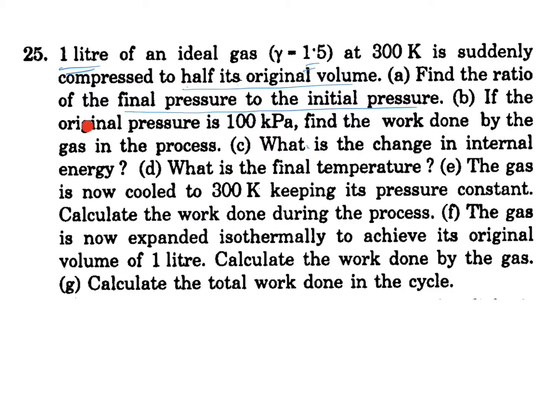Now the part B says if the original pressure is 100 kilopascal, find the work done by the gas in the process. Okay. So for part B, the formula that we have to use is work done during adiabatic process is P initial V initial minus P final V final divided by gamma minus 1. This is the work done during adiabatic process. So we know the value of initial volume and final volume, but we don't know the initial pressure and final pressure. We need to find those values first.